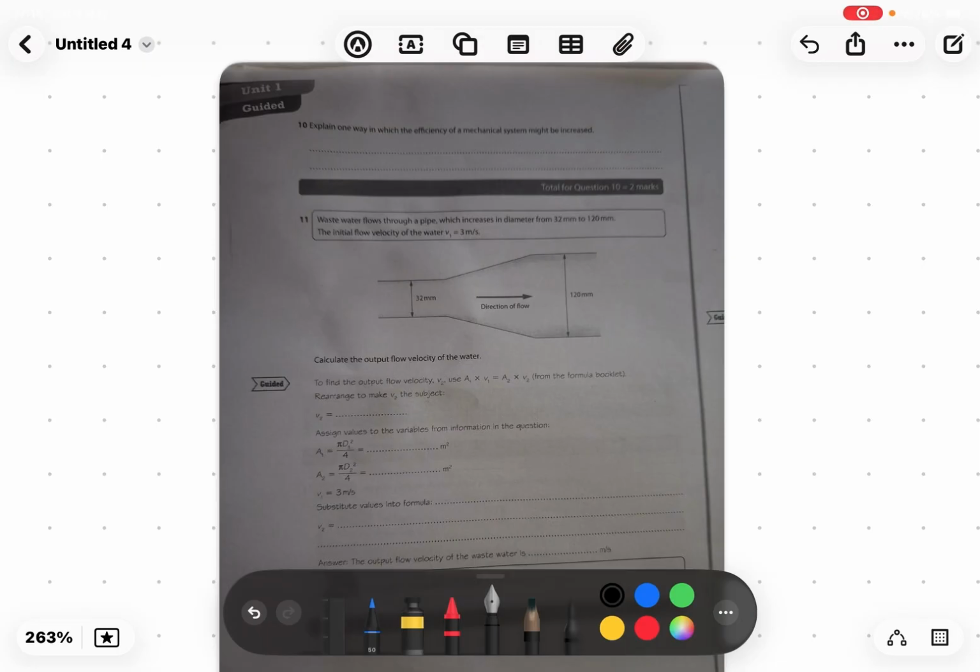Here's the next question. Please read it. Explain one way in which the efficiency of the mechanical system might be increased. So what I would put for this is basically increase the input, because if you increase the input, the output will definitely increase. No, efficiency is actually different. Basically, the efficiency is the percentage of how much the output actually comes out. So let's say the input is 100 newtons and the output is 50. That means the efficiency is 50%. So the way you can increase the efficiency is probably to decrease something, but I'm not really sure.